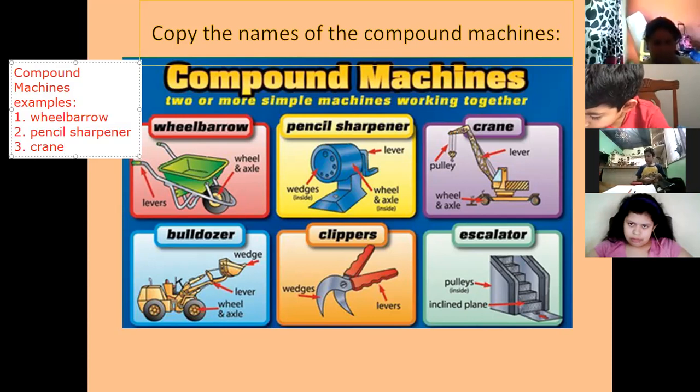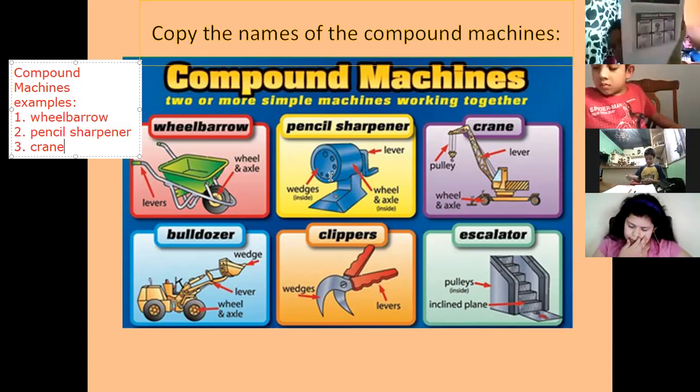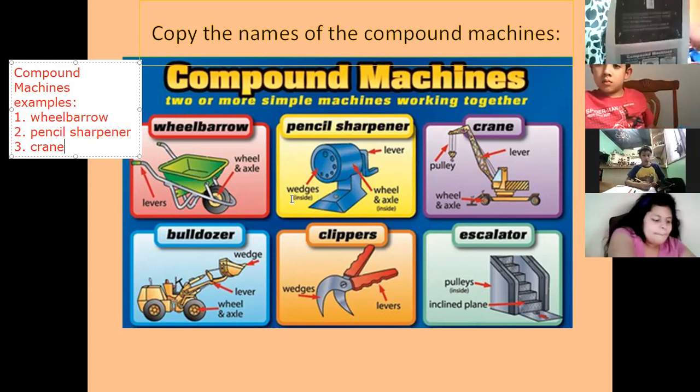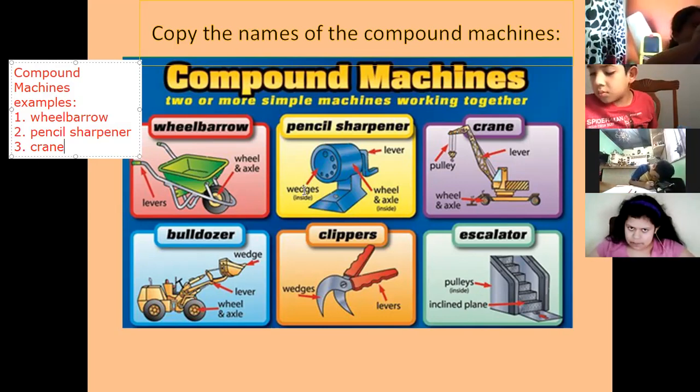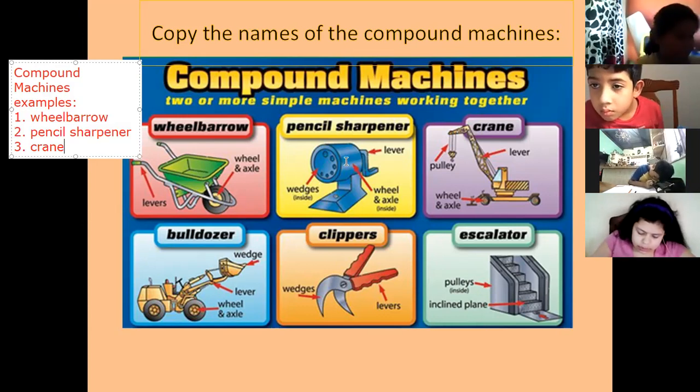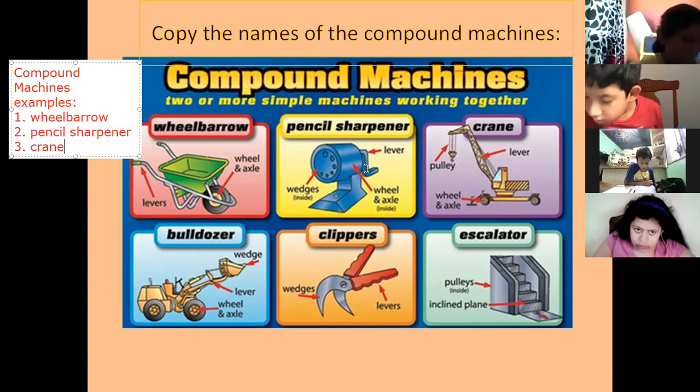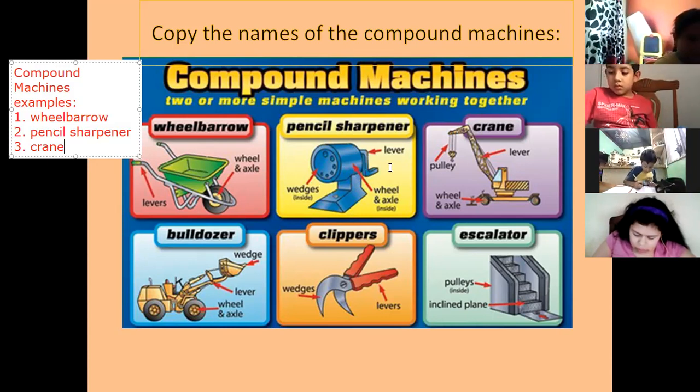The pencil sharpener has wedges, that's the blade, ese es el filo que la máquina tiene para sacarle punta al lápiz. And it also has a wheel and axle inside and a lever here so that you turn it, because this one is not electric. The crane has pulley, wheel and axle, and lever. The bulldozer has a wedge here in this part, lever, and wheel and axle.